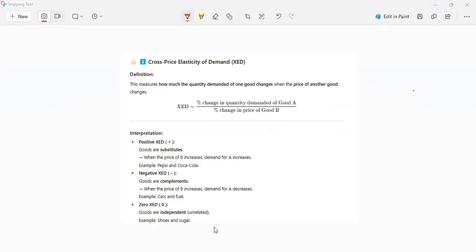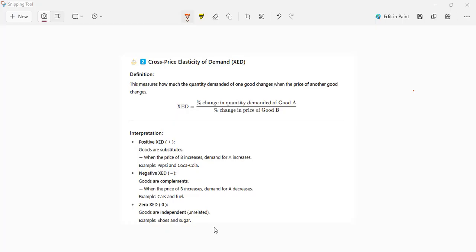So cross-price elasticity measures how much the quantity demanded of one good changes when the price of another changes. It is the percentage change in good A over the percentage change in good B. So it looks at how you react in buying cornflakes when the price of milk has gone up, or how you're going to buy shortbread bread if the price of Pick n Pay bread goes up.